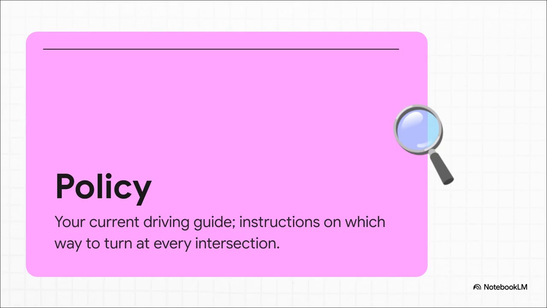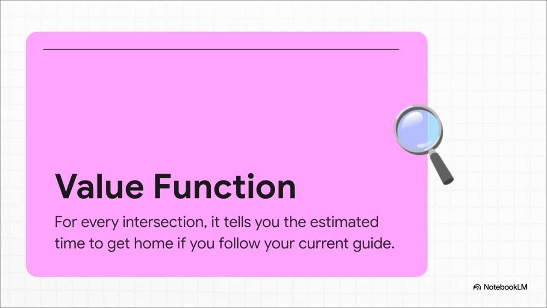It's your current plan. And next, we have the value function. Sounds complicated, right? It's not. Just think of it as your time-to-destination map. It works hand in hand with your policy. For every intersection, it tells you, hey, if you're standing right here and you follow your current guide perfectly, it's going to take you this many minutes to get home. It's basically how we grade our guide and see how good it actually is.